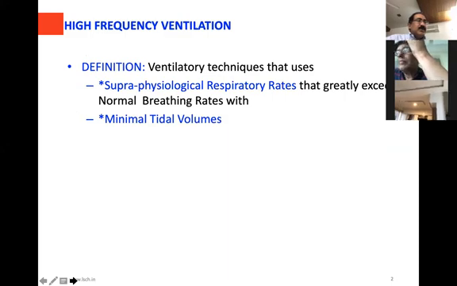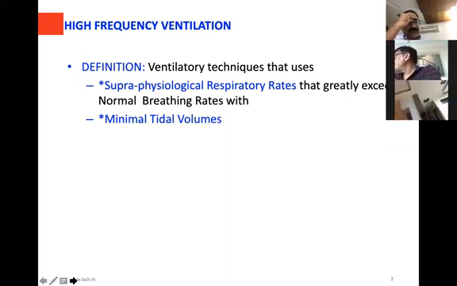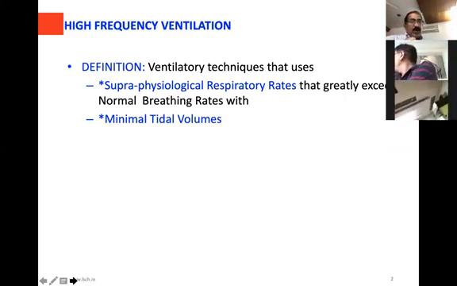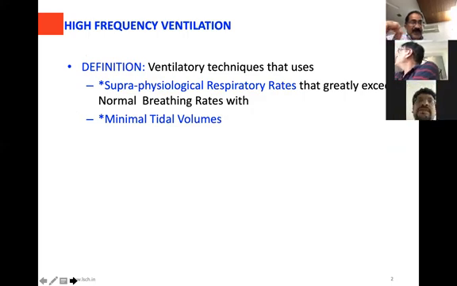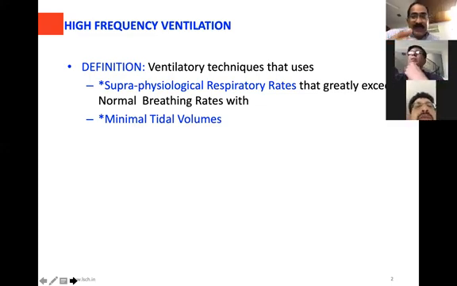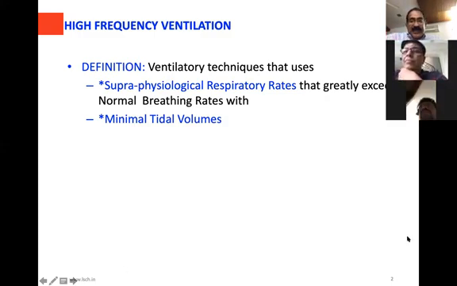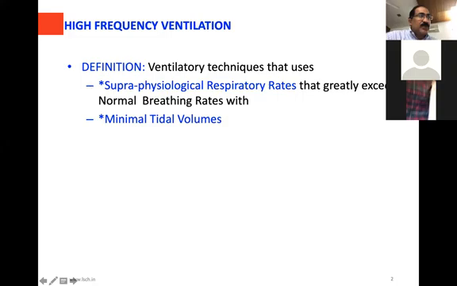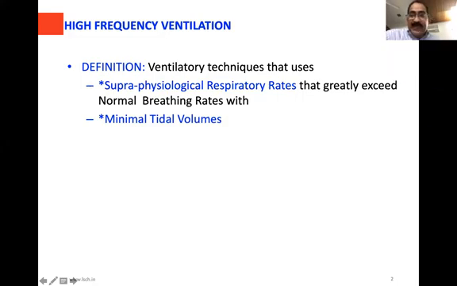So high frequency ventilation: the first and foremost, most important thing we would like to know is that it uses supraphysiological respiratory rates that greatly exceed the normal breathing rates with minimal tidal volumes. That's the whole point. You have higher respiratory rates, but with minimal tidal volumes. That's the simplest definition you could give for high frequency.